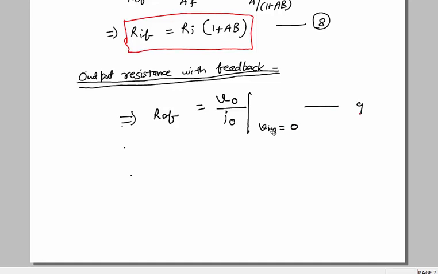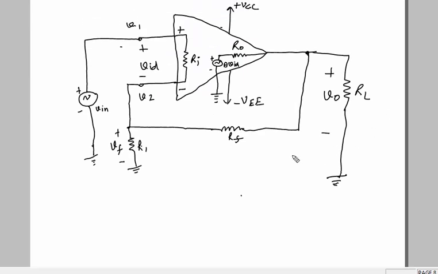So this is the method to find the output resistance with feedback. Let's call it equation number 9. ROF is the output resistance with feedback. For this we have this circuit, which I have taken from the previous one, so now let us modify it according to what we require. First, we need to make V in 0. So it is short circuited, and in this case V in will be 0.